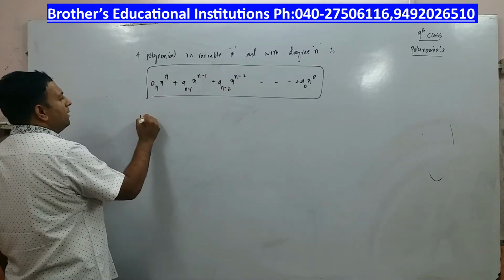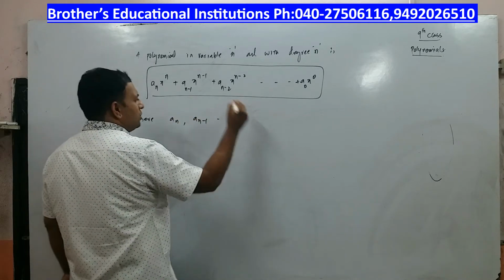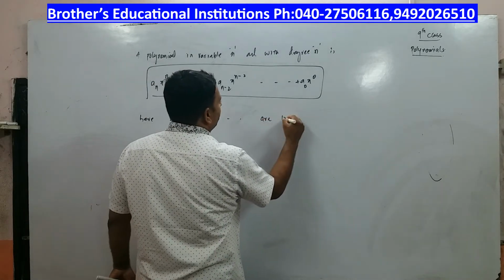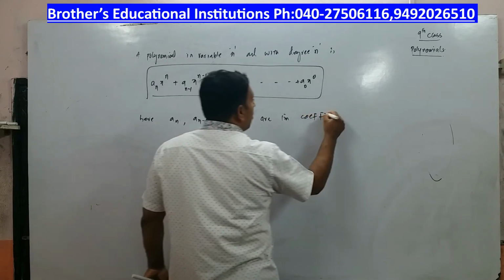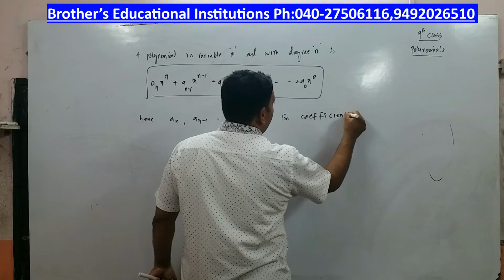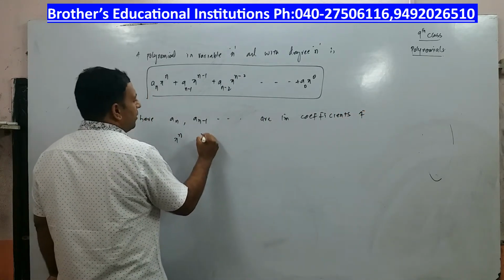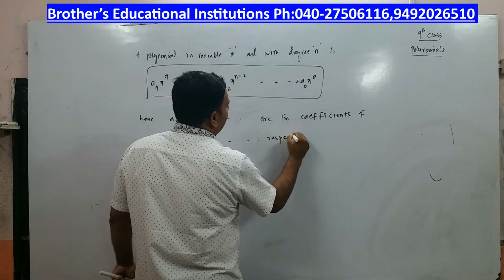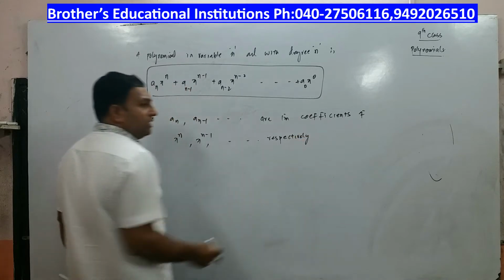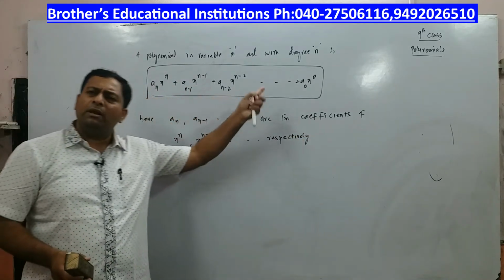Now, what is that? I will say here a n, a n minus 1 and so on are the coefficients. What are they called? They are called the coefficients. Very, very important. They are called the coefficients of x to the power of n, x to the power of n minus 1 and so on respectively. So these are the coefficients of this particular given polynomial.